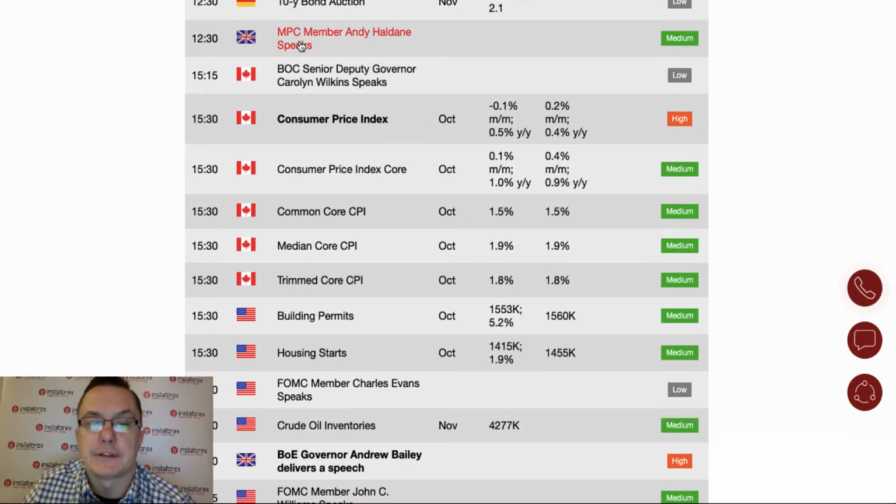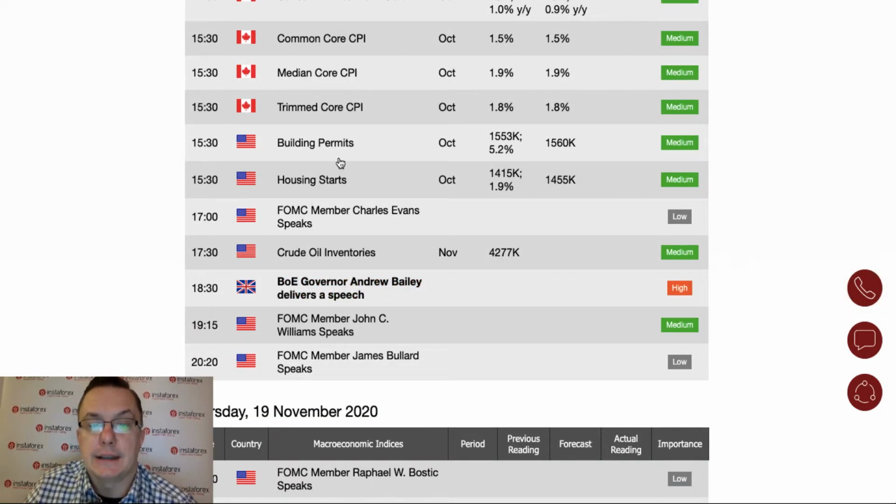And then we got some speeches at half past 12 p.m. from Andy Haldane again, because we got some speech like this yesterday. So during the New York session, we got plenty of speeches and plenty of data to be released. There is some data from Canada, including the speeches from the Deputy Governor Carolyn Wilkins. We got consumer price index. As you can see, we expect the consumer price index to increase from minus 0.1% to 0.2%. We got, of course, the subdivisions of this consumer price index data here as well, so it's a kind of important release. And then we got some data from the housing market from the US, building permits and housing starts.